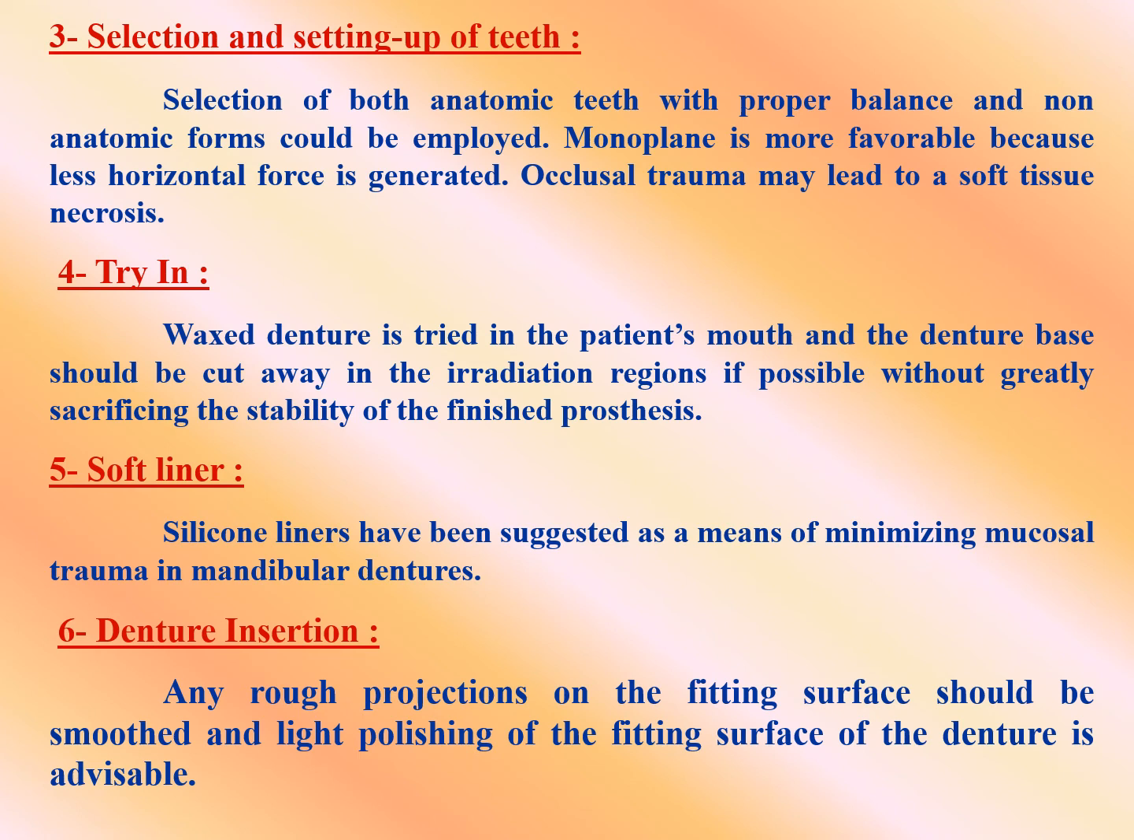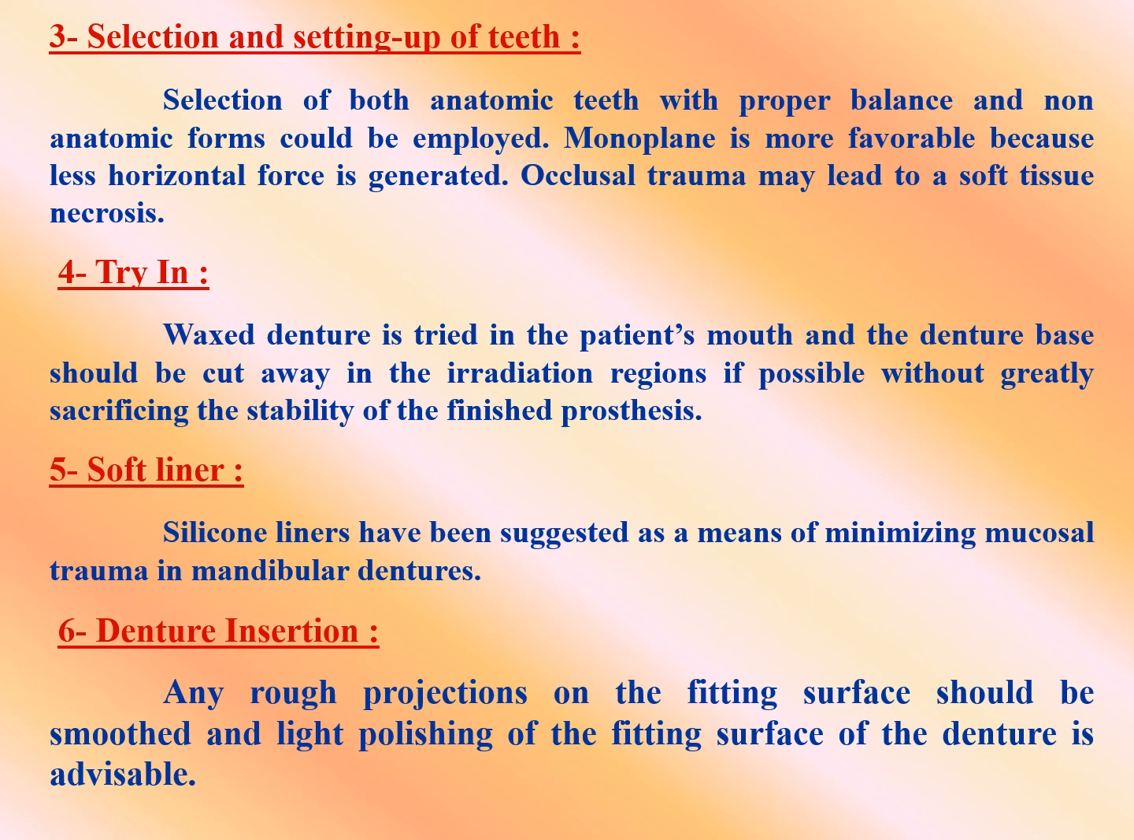Number 4, try-in. The waxed denture is tried in the patient's mouth and the denture base should be cut away in the irradiation region if possible, without greatly sacrificing the stability of the finished prosthesis. Soft liner. Silicone liners have been suggested as a means for minimizing mucosal trauma in mandibular denture. It is preferred for lining the mandibular denture.